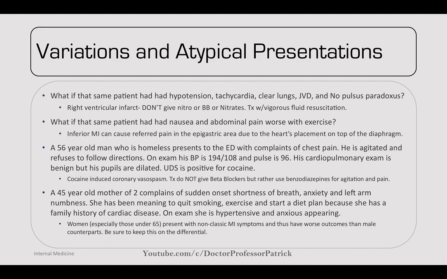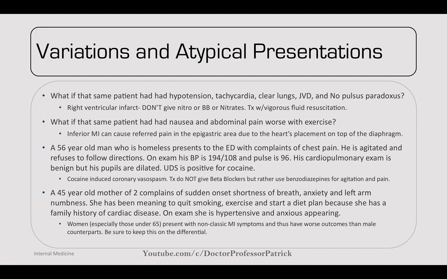So next up, we've got variations in atypical presentations. Not everyone has a heart attack the same way. What if that patient had hypotension, tachycardia, clear lungs, JVD, and no pulsus paradoxus? That's going to be more of a right ventricular infarct. We do not want to give these people nitroglycerin, beta blockers, or nitrates. They are very preload dependent, so they need the fluid. You're going to want to treat that with vigorous fluid resuscitation and taking them to the catheterization lab, like I said before.